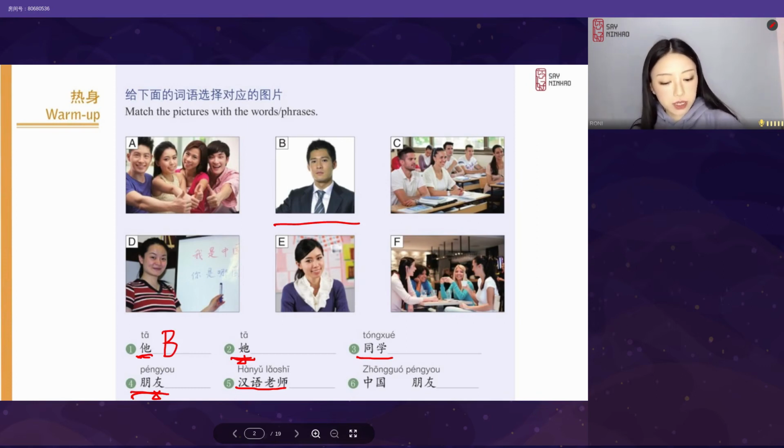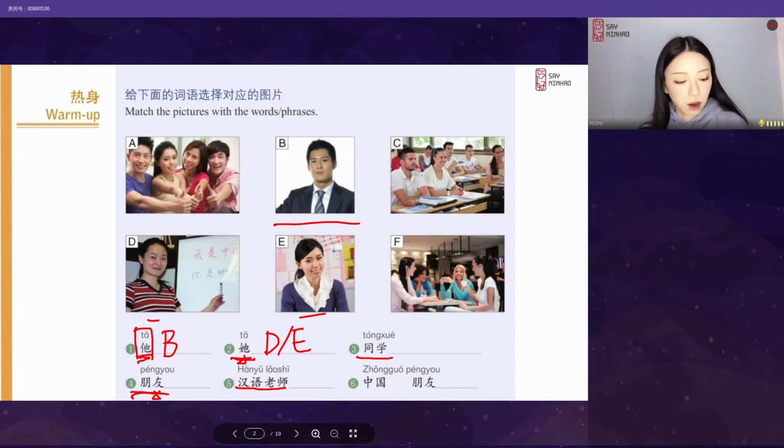And actually this 他 can only mean a single person, okay? We are going to learn the plural version of 他 later. So this one is B. Next one, 她, she, her. Which one? I think there are 2 answers, which is D and E. They're all females. Next, 同学, classmates. It is C. We can see they're in a classroom.